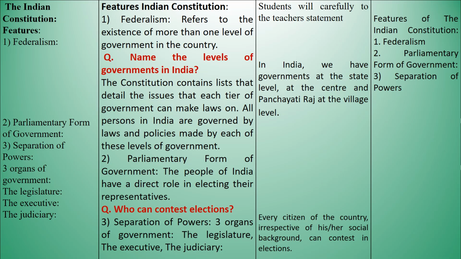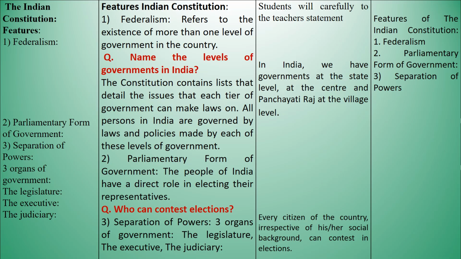The Constitution contains lists that detail the issues on which each tier of government can make laws. In addition, the Constitution also specifies where each tier of government can get the money for the work that it does. All persons in India are governed by laws and policies made by each of these levels of government.